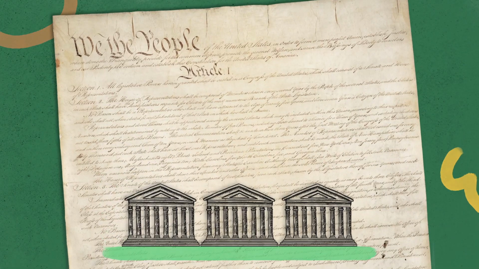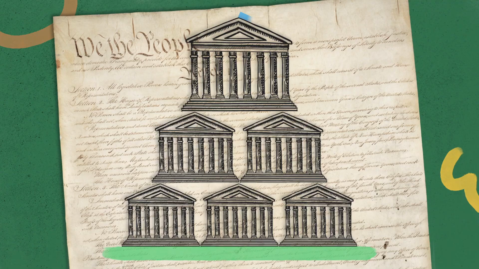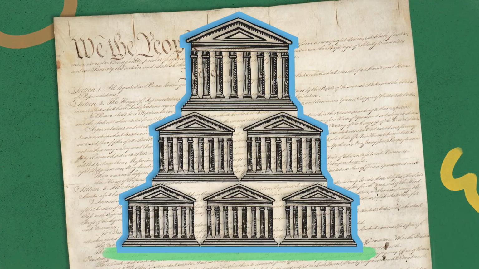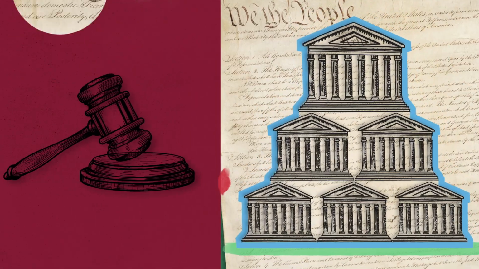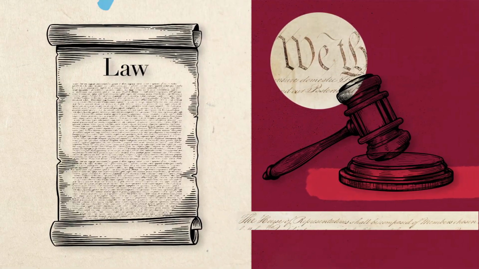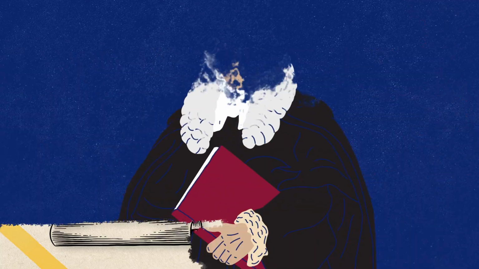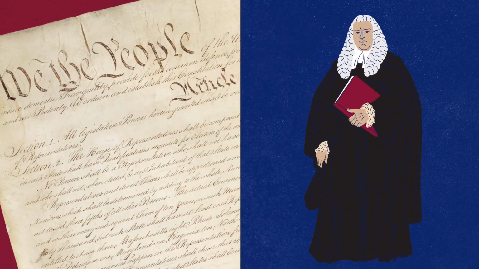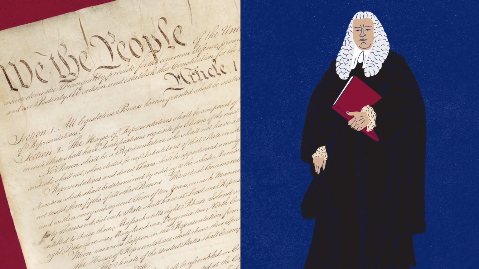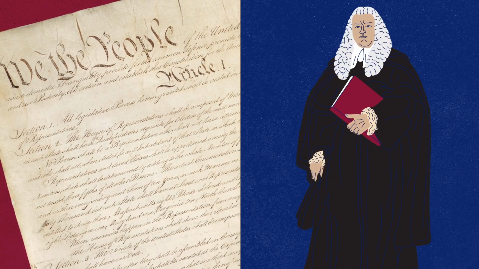The creation of a national court system would unify interpretations of the U.S. Constitution and check the elected branches of the national and state governments if they exceeded their powers. Thanks to life tenure, federal judges could interpret the U.S. Constitution without fear or favor.